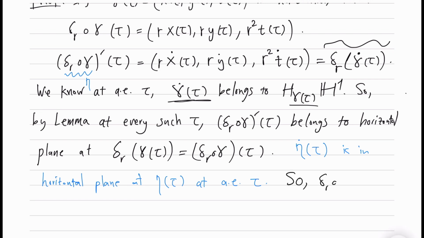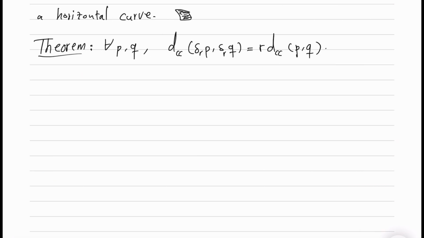So delta r composed with gamma is a horizontal curve, ending the proof that delta r preserves horizontal curves. With this corollary, now we can prove that dilation scales distances by a factor of r. Proof: we have to go back to the definition.